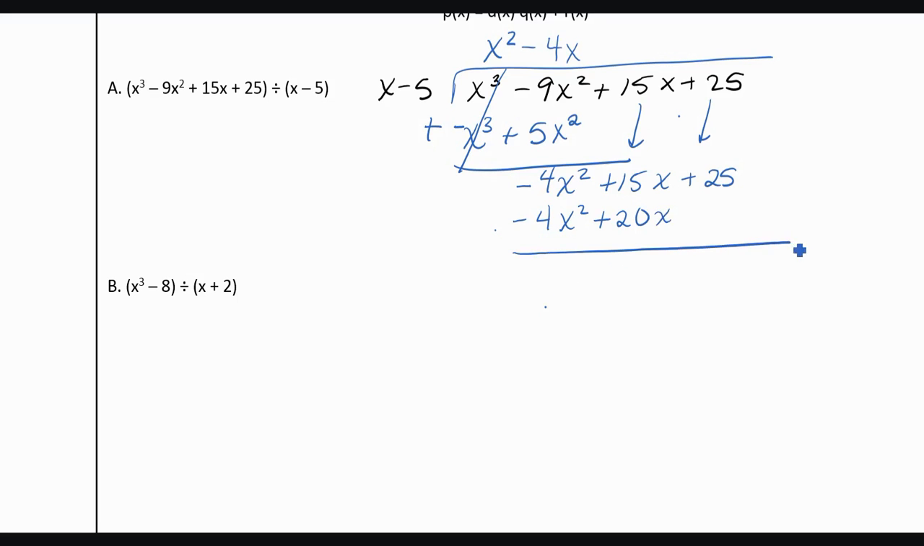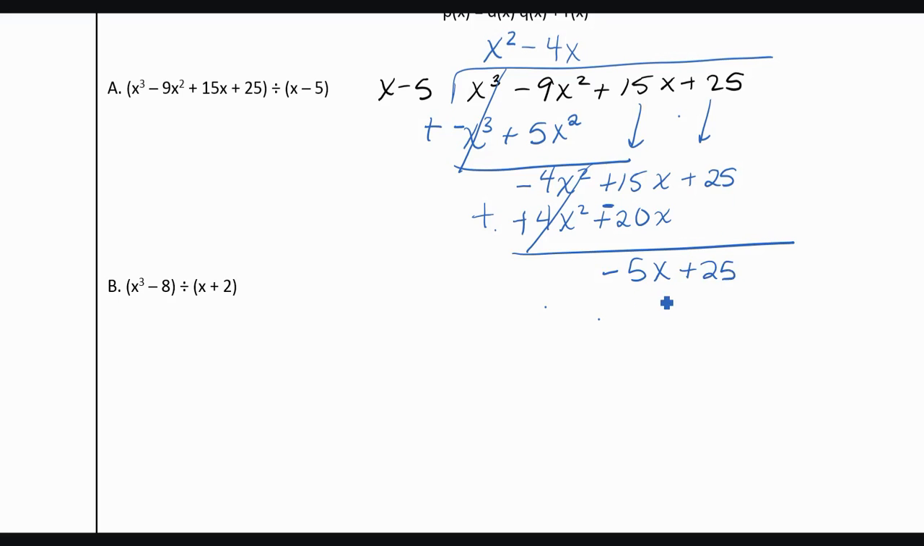Okay, remember, draw the line. This should have been a minus. Change the sign. So change that to a plus, plus, minus. So these cancel out. 15x plus a negative 20x gives us minus 5x. And we'll bring down the 25.